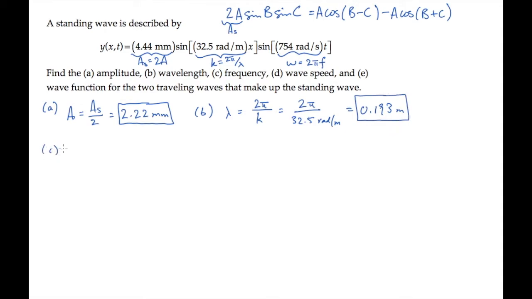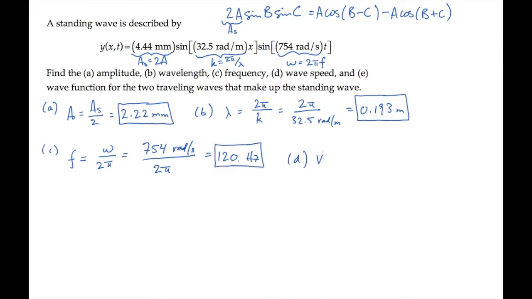In part C, the frequency f is omega over 2 pi. The angular frequency omega is 754 radians per second, giving a frequency f of 120 hertz. In part D, the wave speed v is omega over k. Substituting the values for omega and k gives us a wave speed of 23.2 meters per second.